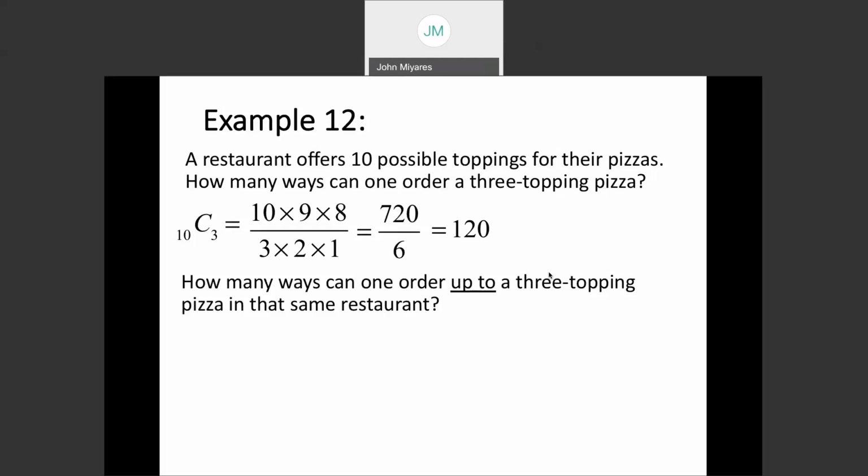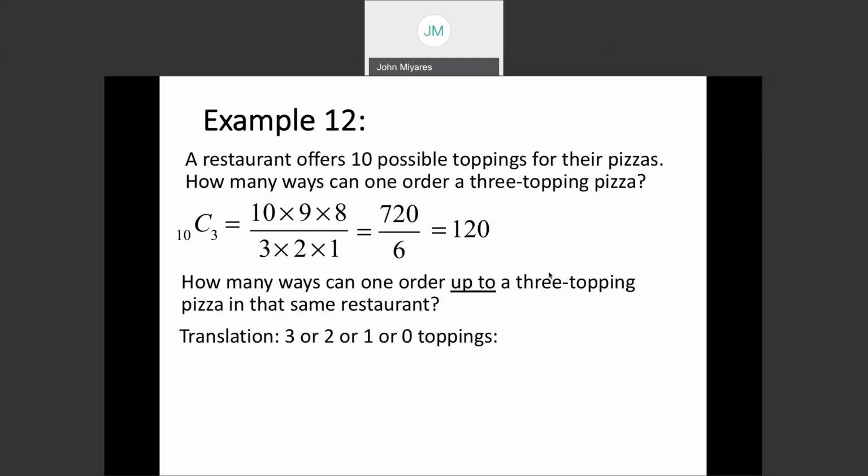Now let's change the problem up a bit. What if you were asked how many ways one can order up to a three topping pizza at that same restaurant? What that translates to is that we might have three toppings, but we could have fewer, maybe two, maybe one, maybe zero, which would be a plain cheese pizza. So let's see how we would compute those options.